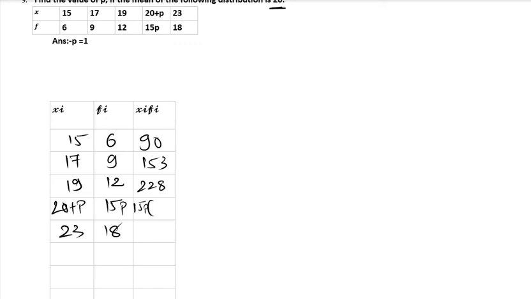15p bracket 20 plus p. I will leave it as it is, okay? Because this is anyways not going to add with any other term. 23 into 18, 23 multiplied by 18 is 414.